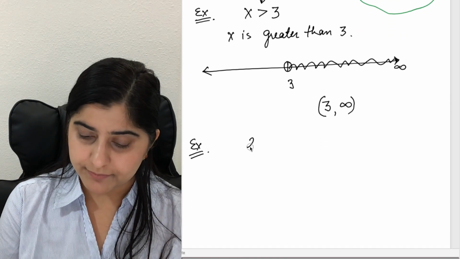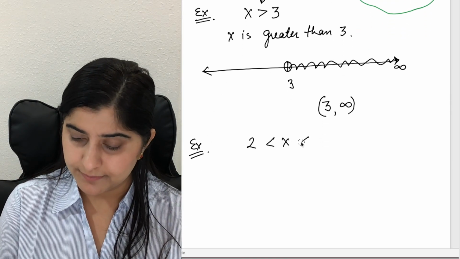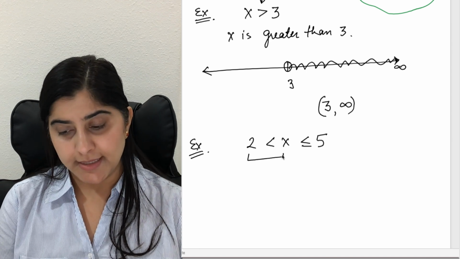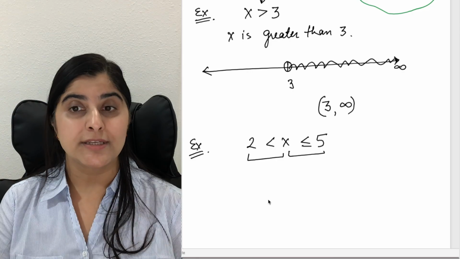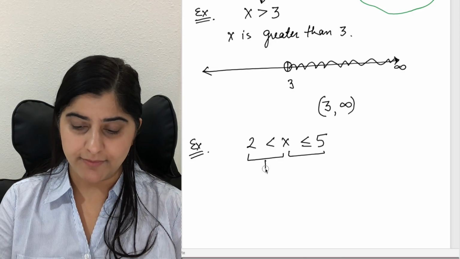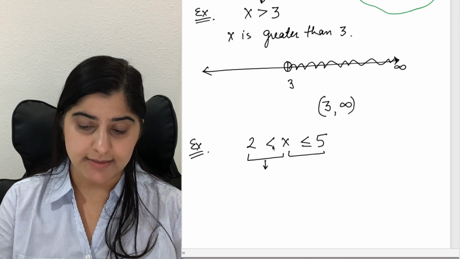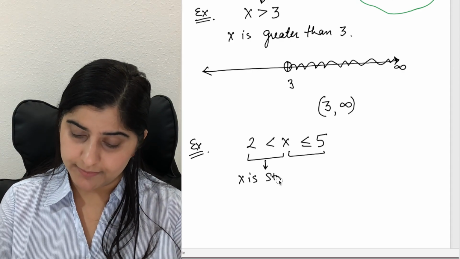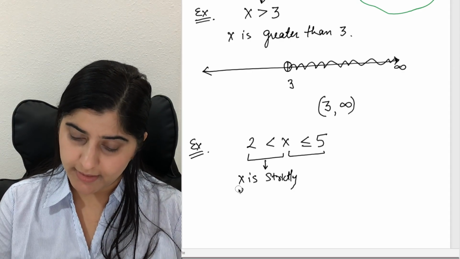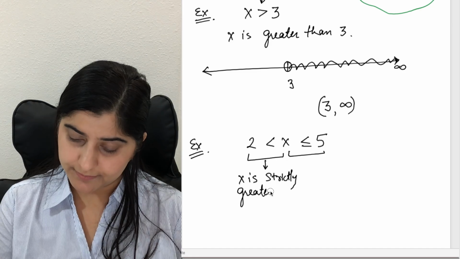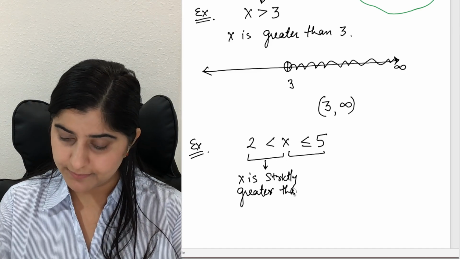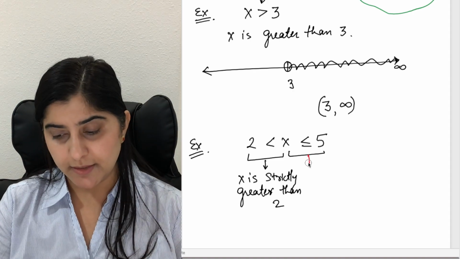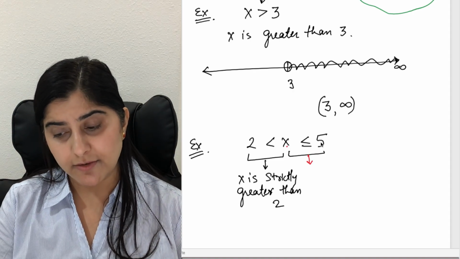Let's do one more. How to read this? We will read this and this separately and always start reading from the variable side. When we read this, we will say x is greater than 2. X is strictly greater than 2. And now when we read this right one, we will say x is less than or equal to 5.